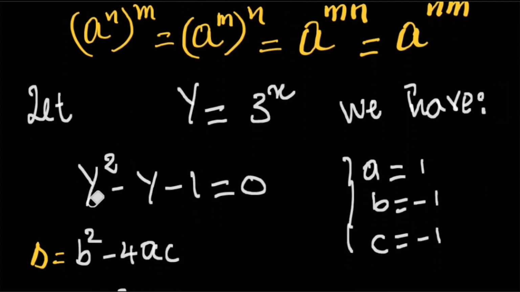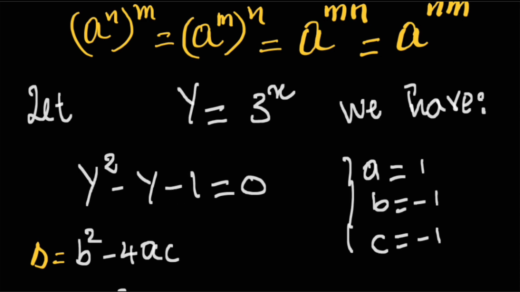That's y squared minus y minus 1, all this equal to 0. This is a quadratic equation. I know that our a here is 1, since this y squared is still 1y squared. Our b is negative 1, and c is negative 1.